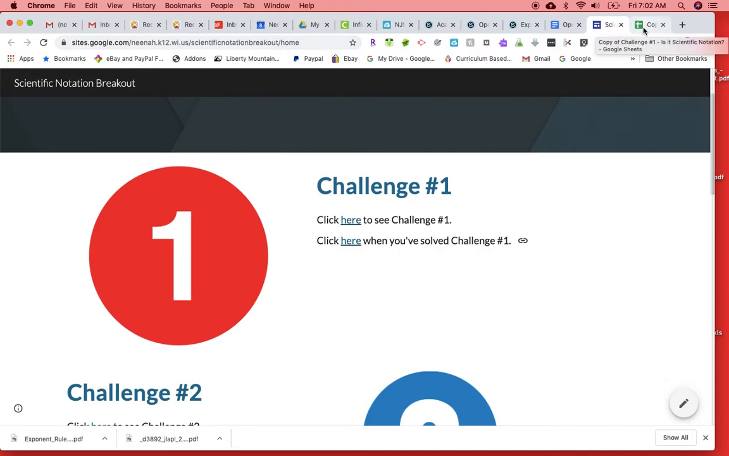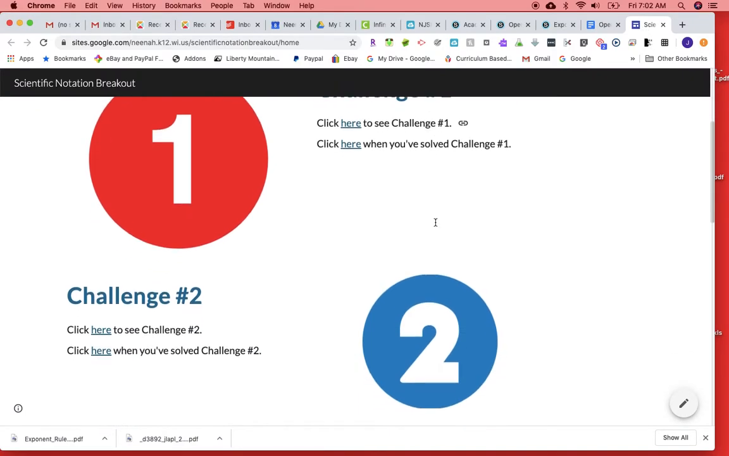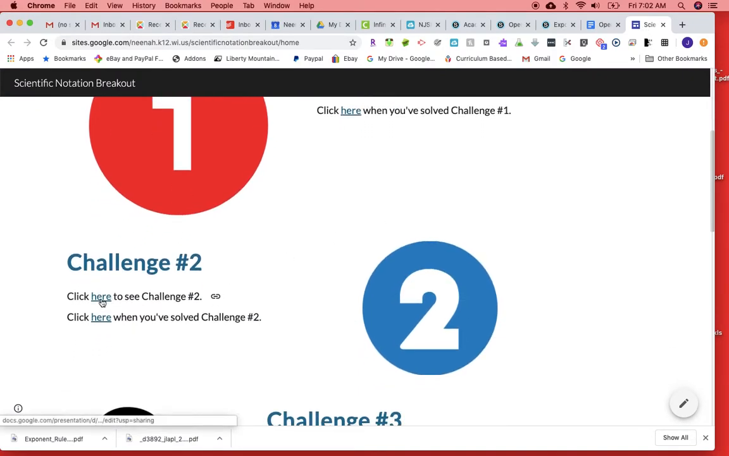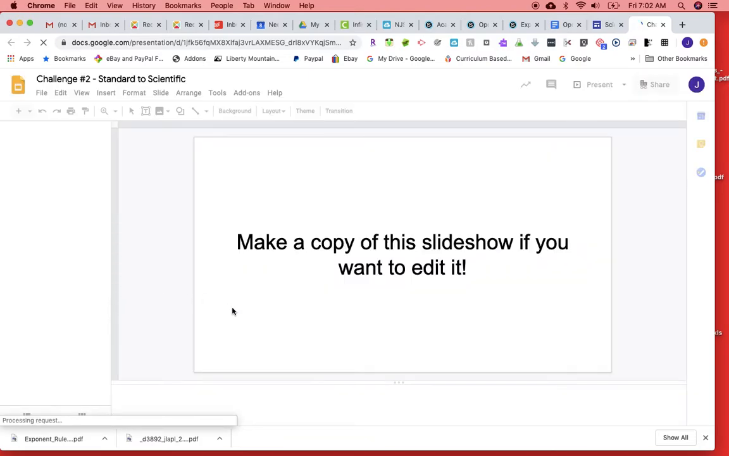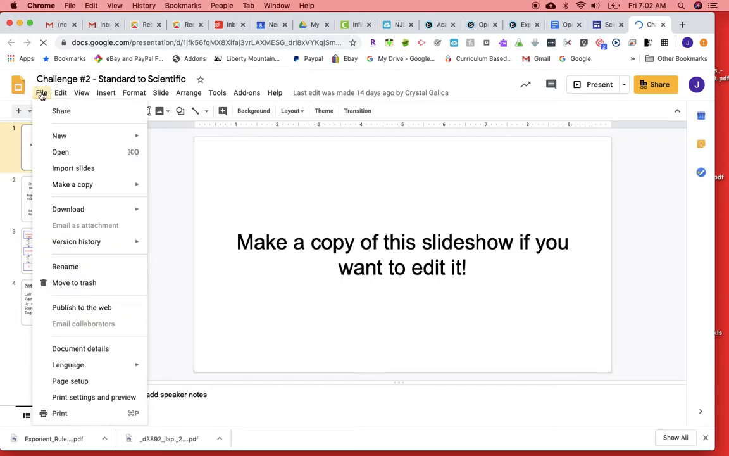So we have elephants. We did challenge 1. I'm going to close that. Let's move on to challenge 2. I'm going to click here. It says make a copy of this slideshow if you want to edit it. So let's file, make a copy.